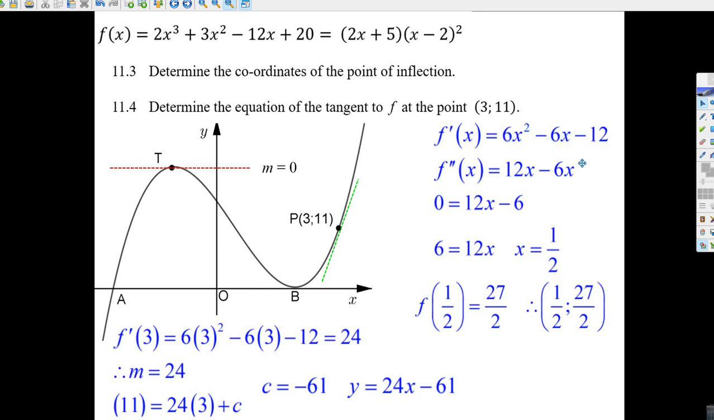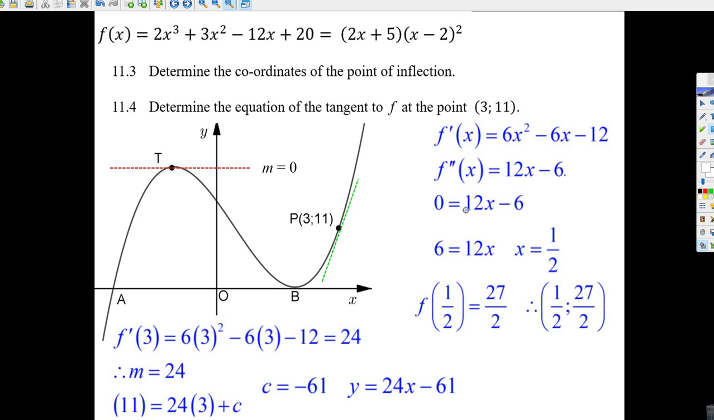The derivative of minus 6x is just minus 6. Well, you know what it is. The second derivative is just minus 6. I want to take away that x there. It's 12x minus 6 is the second derivative.